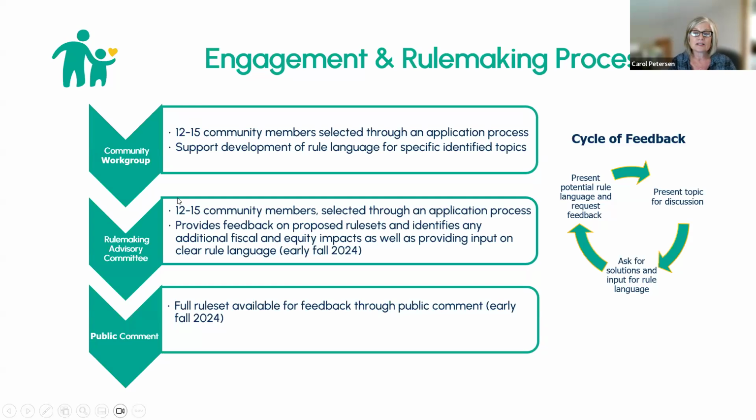topics. The next step in the engagement process is a rulemaking advisory committee, or a RAC. That too consists of 12 to 15 community members. It's selected through an application process, and it provides feedback on the entire rule set. So it's a little more in depth than just the topics that we'll be covering. Another factor with the RAC is that they're responsible for identifying any additional fiscal and equity impacts, as well as providing input on clear rule language.